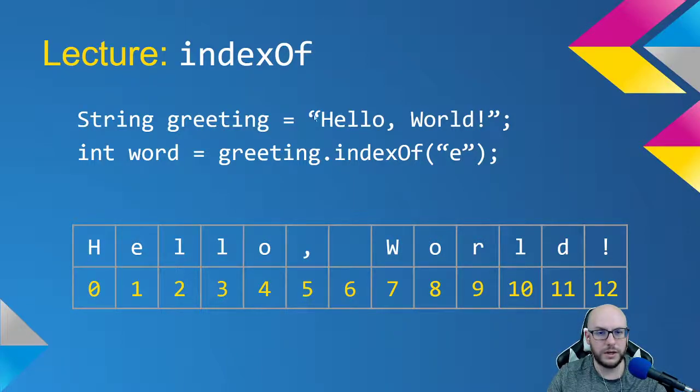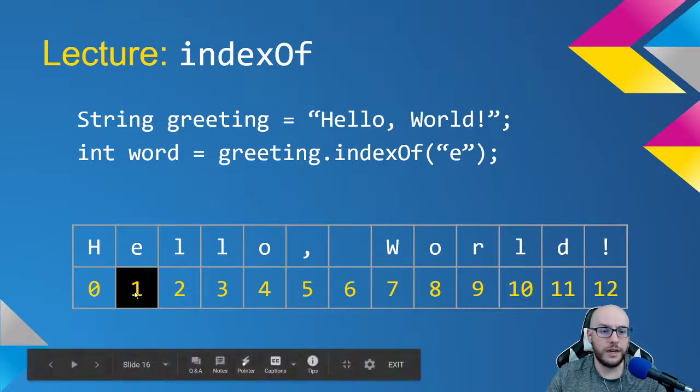I have greeting with the contents hello world, and I want to know what is the index of E. This is going to return an integer, which I'm saving into a variable called word. That seems bad, but we're going to get a 1 out of that, right? I want to know at what index does E occur. Well, that's index 1. What about exclamation mark? Index 12. It's easy when we got it laid out.